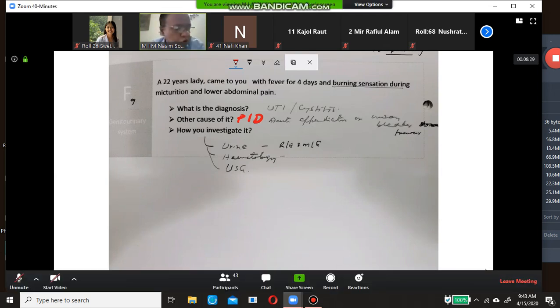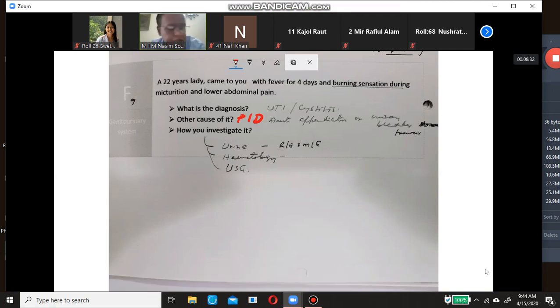Other important things include IUCD related, intrauterine contraceptive device related infection, IUCD related. You can note it down, IUCD related maybe, or pregnancy termination related. Occasionally there may be early pregnancy, somehow it was terminated, that may lead to pelvic inflammation. So pelvic inflammation can develop in many ways: maybe sexually transmitted, IUCD related, pregnancy termination related. Okay, how do you investigate?